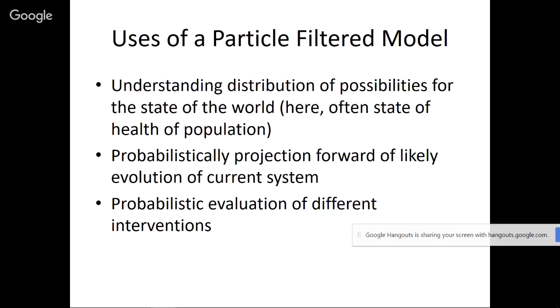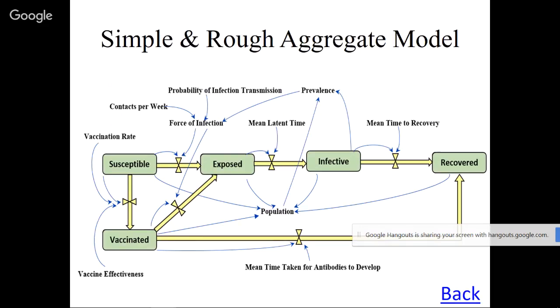A second need is to probabilistically project the evolution of the current system forward from the current point. A third need is to evaluate different interventions, as they might impact the world.